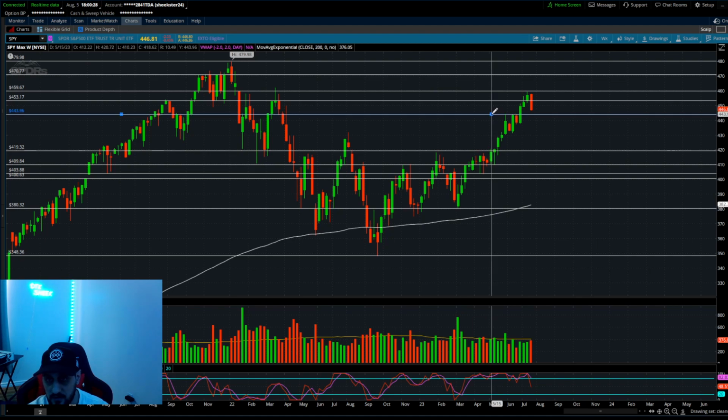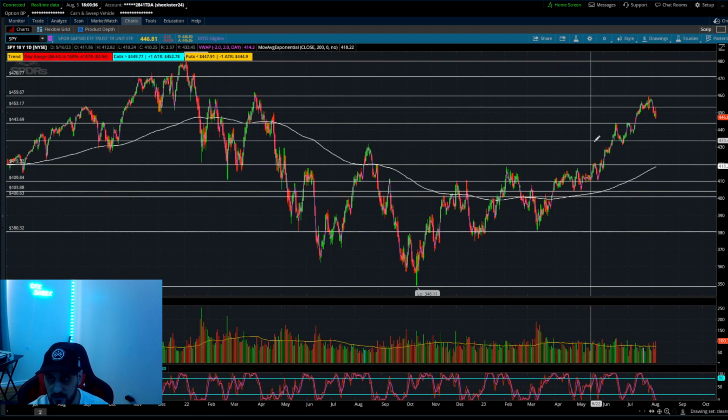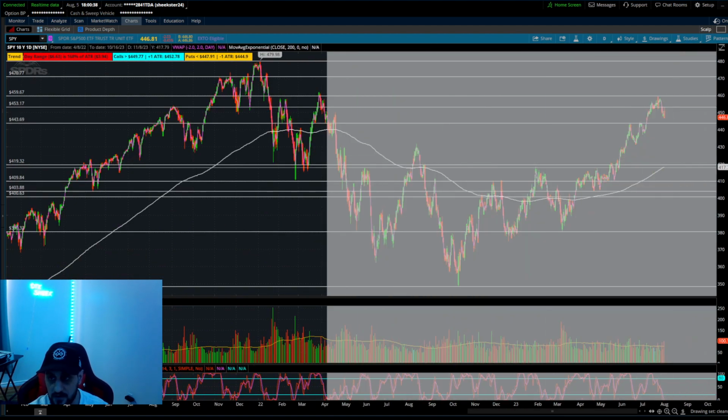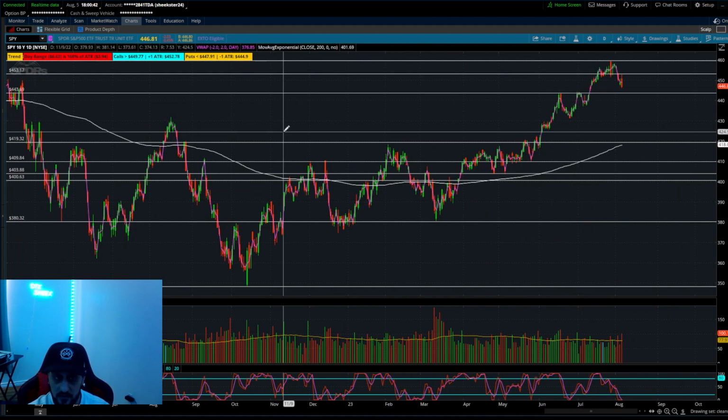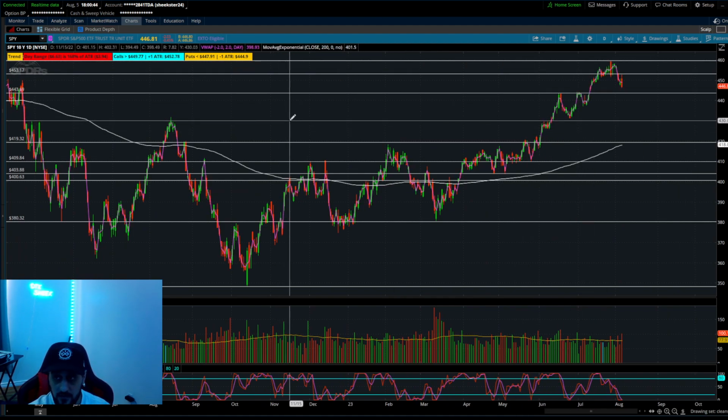We've used this as resistance recently. As you can see, previously it's been support, it's been resistance, it's been support. So this is what you're looking for. Go down to the daily, do the same thing on the daily. As you can see, as I went from the weekly to the daily, those levels held, man. So here's another one, 430, boom.